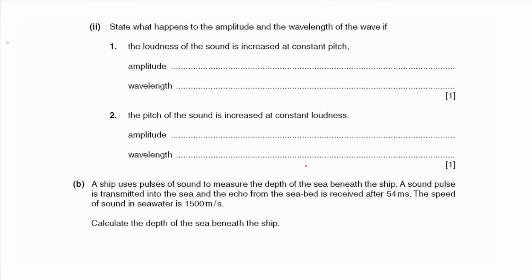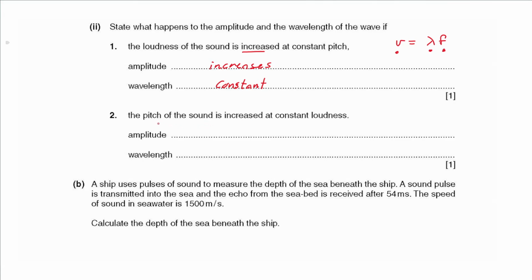Double I says state what happens to the amplitude and the wavelength of a wave if the loudness of the sound is increased at constant pitch. So loudness is dependent on the amplitude. So if the loudness increases, the amplitude increases. And since the pitch is constant, then the wavelength or the frequency does not change or is constant. Because of this equation, speed is equal to wavelength multiplied by the frequency. So if the speed is constant and the frequency is constant, the wavelength must also be constant.